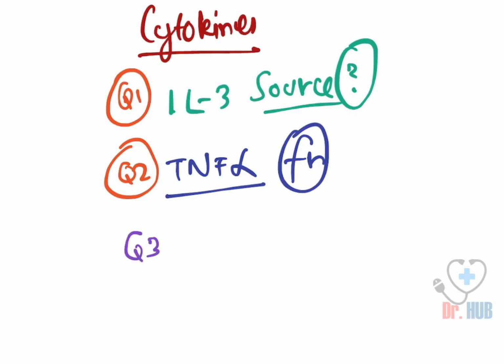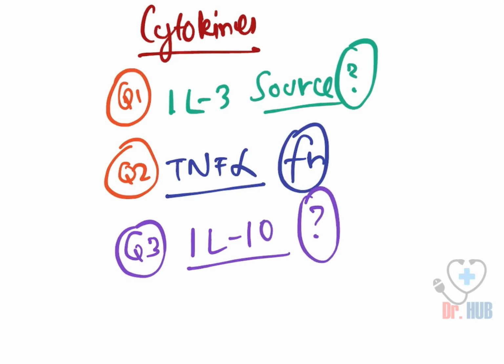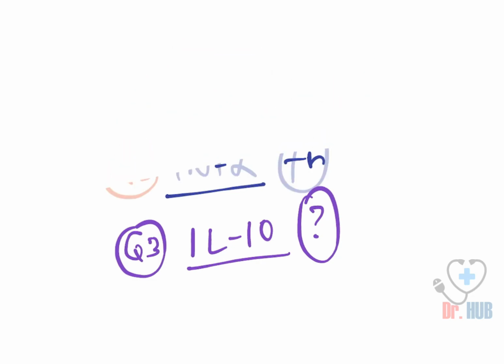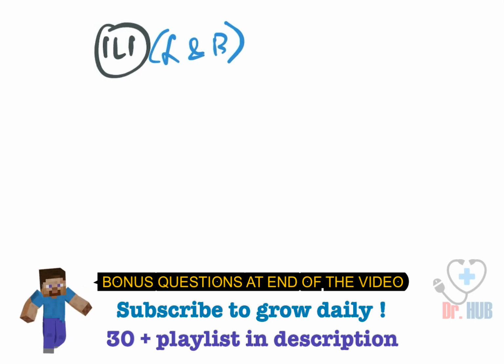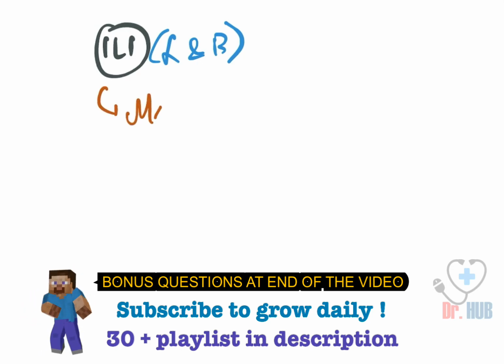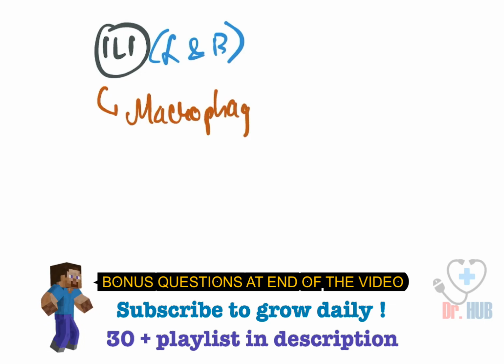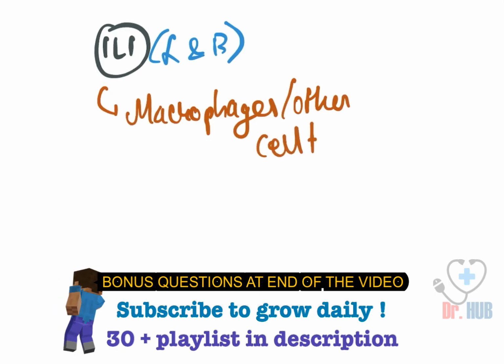Question 3 is, what is the function of IL-10? In this video, we'll find the answers to all these questions, and there is a bonus question at the end of the video. Firstly, we look at IL-1. IL-1 is nothing but interleukin 1, and there is alpha and beta. The main source of this is the macrophages as well as other cell types.